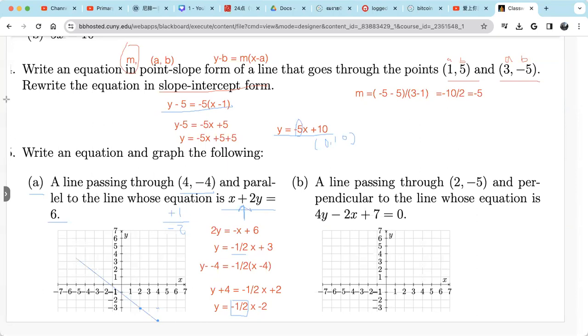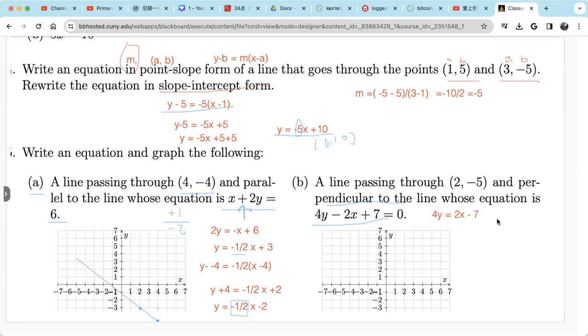Well, let's see B. B has the keyword perpendicular. If 2 lines are perpendicular, the slopes are opposite inverse. So let's find the slope from this given line first. So again, we solve for y. We isolate the y term. We move negative 2x to the other side, it becomes positive 2x. We move positive 7 to the other side, it becomes negative 7.